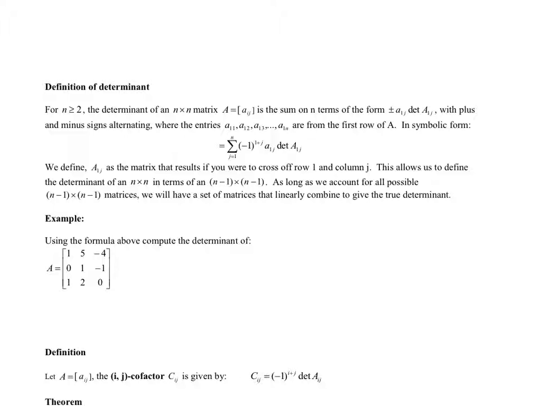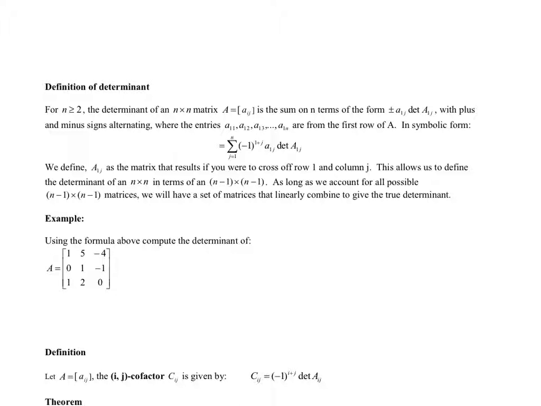It's the sum of the, so matrix A is the sum of n terms of the form plus or minus a sub 1j, so not i, but 1j, times the determinant of A sub 1j, with plus and minus signs alternating, where the entries given are from the first row of A. So I'm dictating specifically that I'm only working with the first row of A, and that we're letting the columns vary. That's an important component.